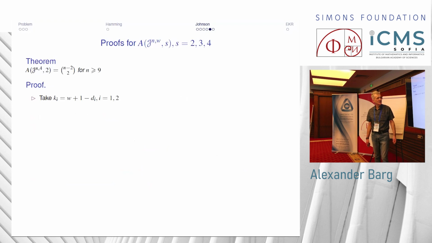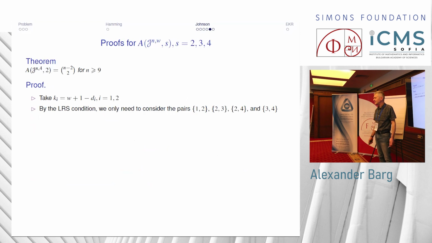How do we do this for s equals 2, 3, and 4? Well, the theorem says that, let's say, for weight 4 with 2 distances, the maximum size is like that. Take the degrees as shown here, w plus 1 minus d_i; it's the same as before, so we are taking the same degrees. Now, there is a condition that says if we move to 2-distance spherical codes, then the inner products have to be algebraic integers, have to satisfy some rational fraction condition. And if you translate this back to the binary space, then the only pairs of distances we must consider are those. So let's consider them.